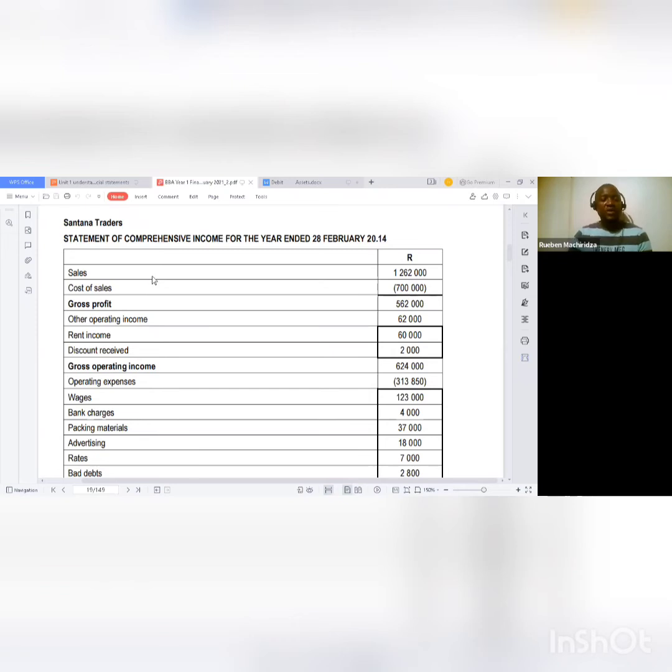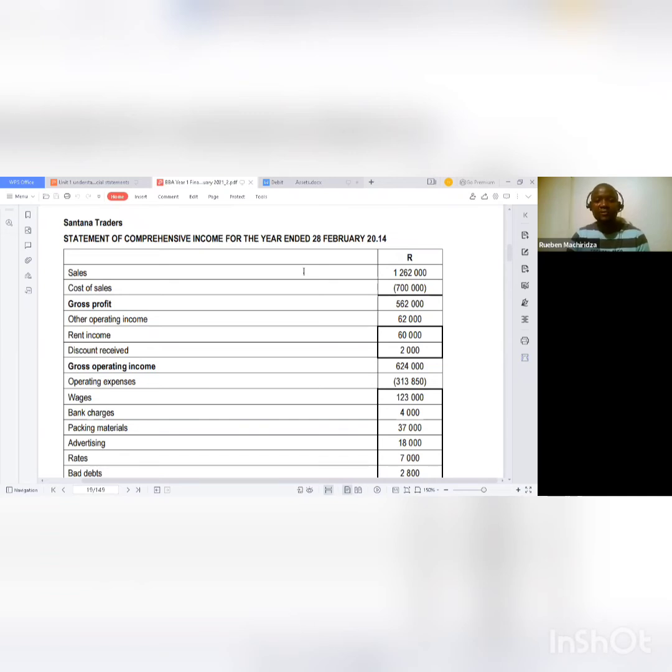So the net of sales and cost of sales: if we say sales, subtract cost of sales, whenever you see brackets, it means you are subtracting. If we say sales, subtract cost of sales, we have gross profit. So what is gross profit? Gross profit is the portion of profit that we can attribute to expenses.